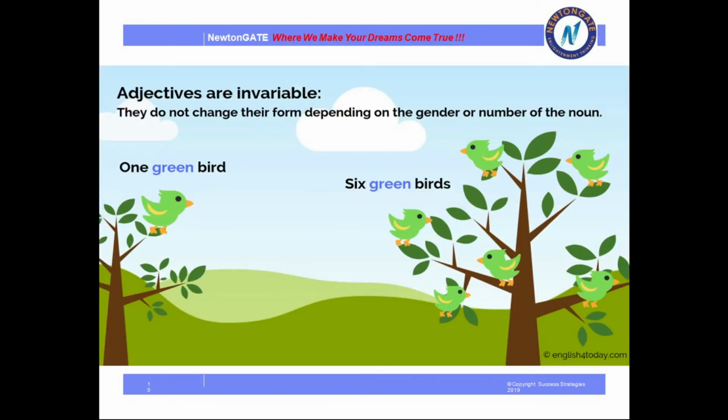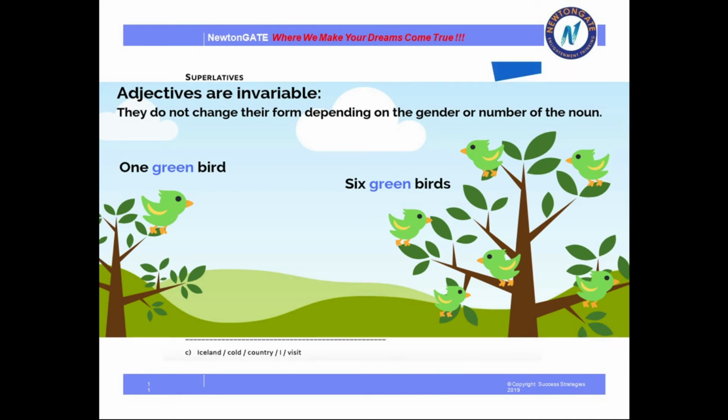Now, in the next page, there is a very interesting thing, children. How is it interesting? See, adjectives are invariable. They do not change their form depending on the gender or number of the noun. Here are two examples. In one branch, one green bird, and in the second branch, six green birds. See, the color of the bird is the same, a green bird. If it is one, it is a green bird. If it is two or six, it is still a green bird. So, it will not change whether it is one or two. It doesn't matter. The color of the bird will be green only.